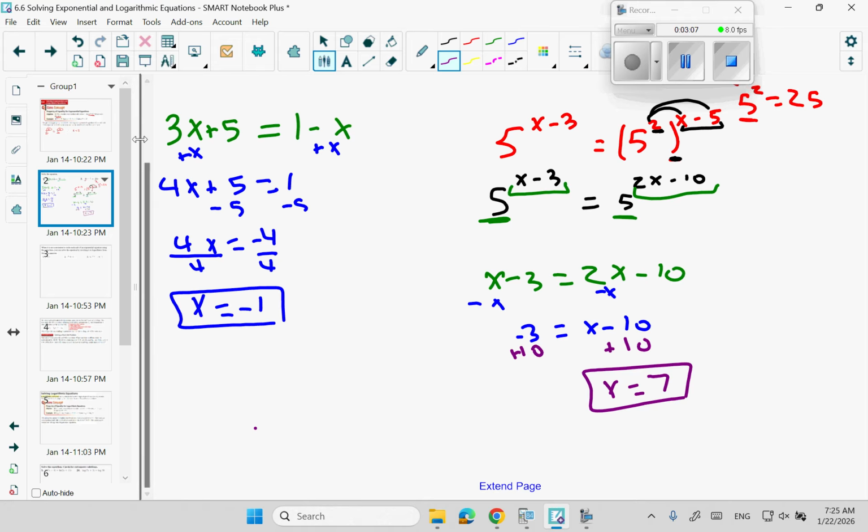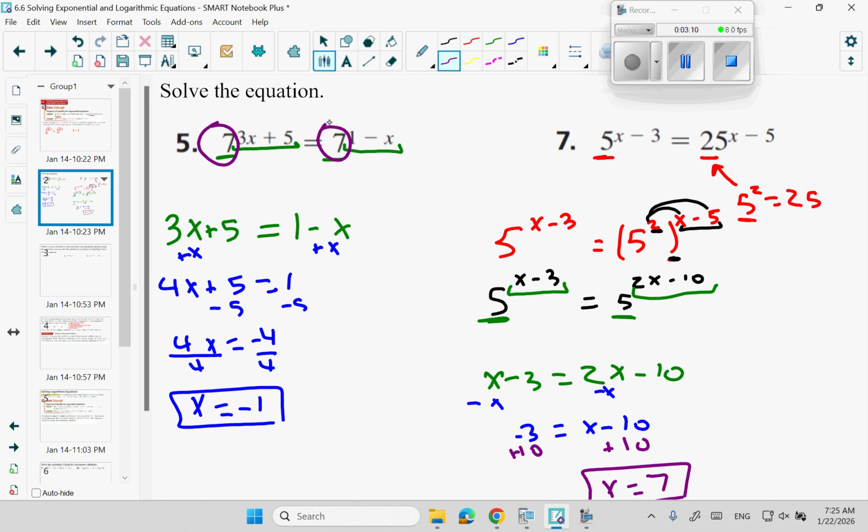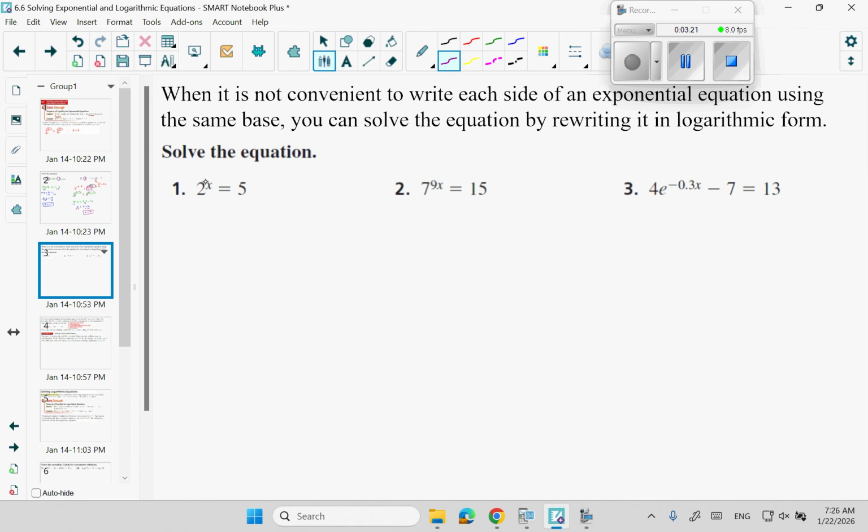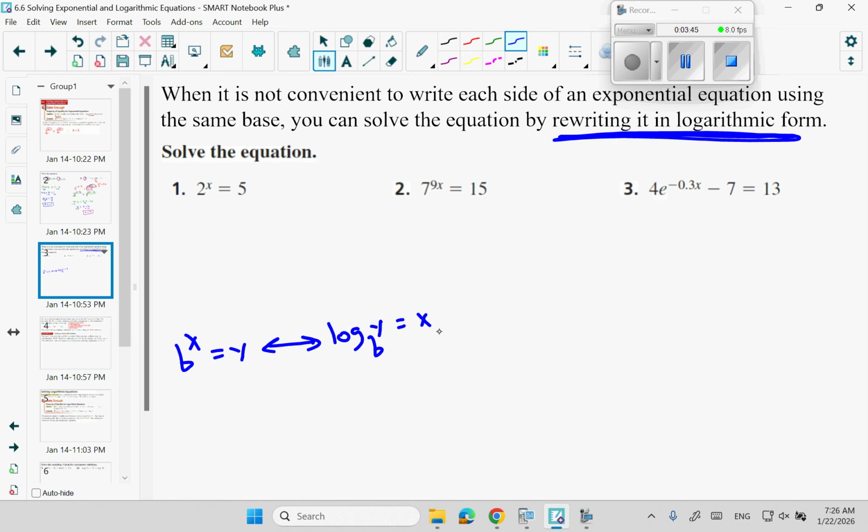Now, this process works when I can easily get the same base number. 25 wasn't the same, but I could get it to a 5 just fine. That's not always going to be the case, though. So let's take a look at problems like that. For example, 2 to the power of x equals 5. The nice thing is we can rewrite it in logarithmic form based on what we've done in the past. Quick reminder, whenever I have an exponential form, that is the same as logarithmic, just reworded.